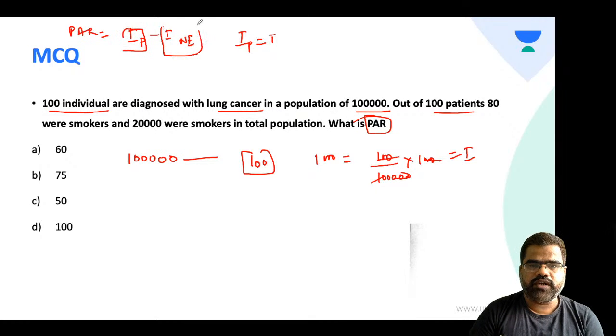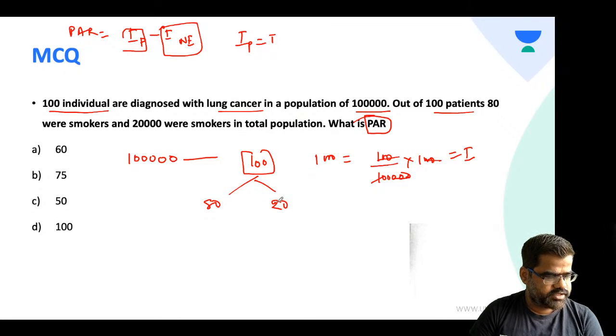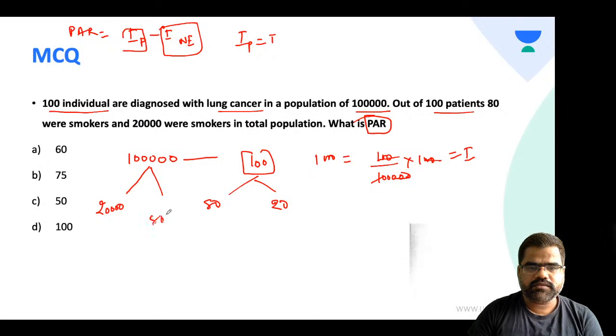The only thing I have to calculate now is the non-exposed incidence. Now read: out of 100 patients, 80 were smokers. When 80 are smokers, it means 20 are non-smokers. Now read the next part of the question: 20,000 were smokers in the total population. So in a 1 lakh population, 20,000 are smokers. So what is 80,000 then? Non-smokers.